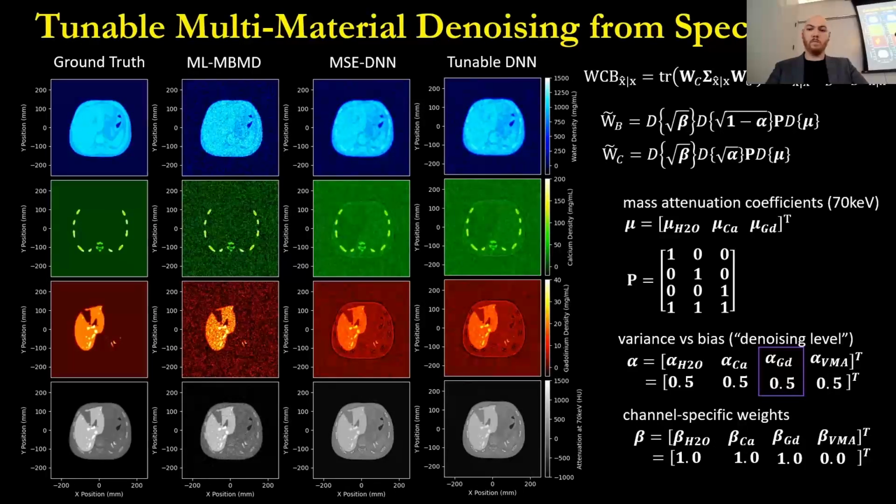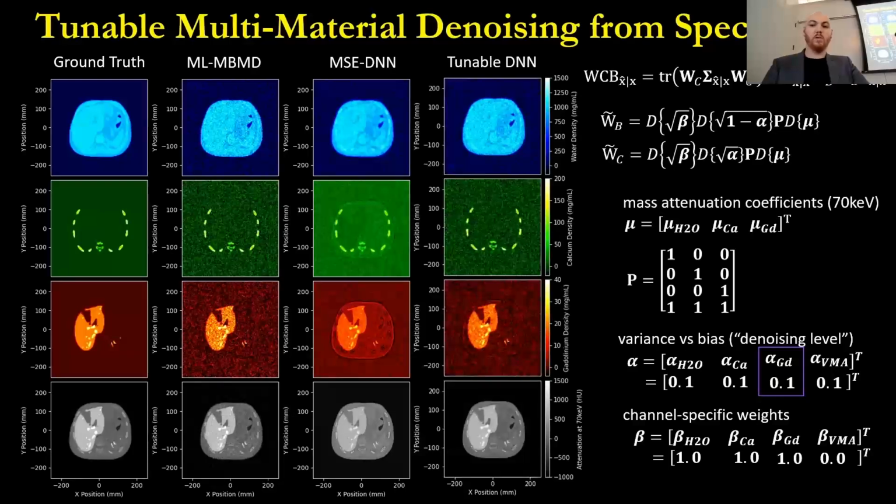and so you can see the similarity between the third and the fourth column. But now we've changed alpha gadolinium to 0.1, and suddenly we are prioritizing low bias in the gadolinium channel specifically. And we show that by sweeping alpha gadolinium, you can control this variance bias trade-off. This particular parameterization is going to intersect mean squared error at this point, but you could have a low bias version.